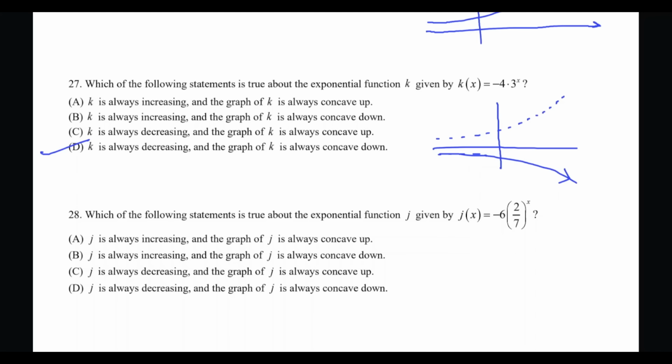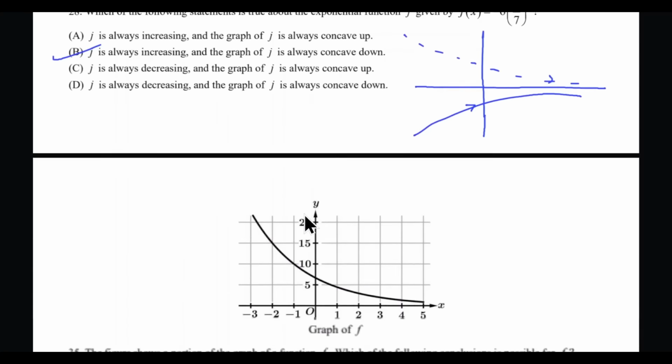And finally, this function would have been an exponential decay because this b is less than 1. But since there is a negative sign outside, it has been reflected about the x-axis, which means that it is obviously increasing in nature. You can see it is increasing and frowning as well. So concave down. So increasing and frowning, or increasing and concave down, is option B. So that should be our answer.